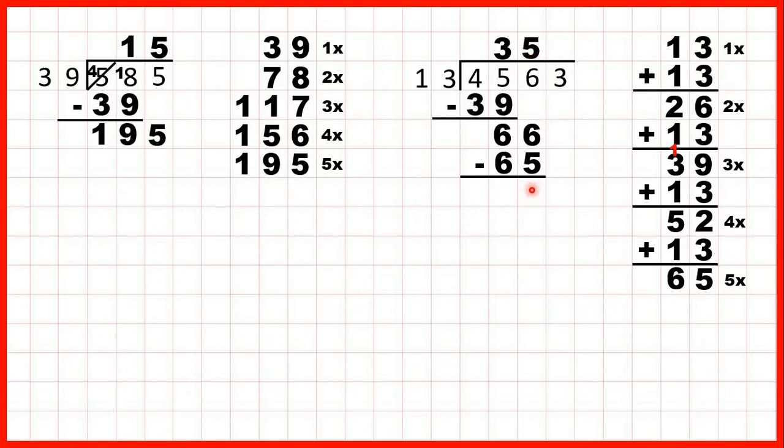But now we need to subtract and bring down again. 66 minus 65 is 1, and we can bring down the 3, so we have 13 divided by 13, which is of course 1. So our answer is 351.